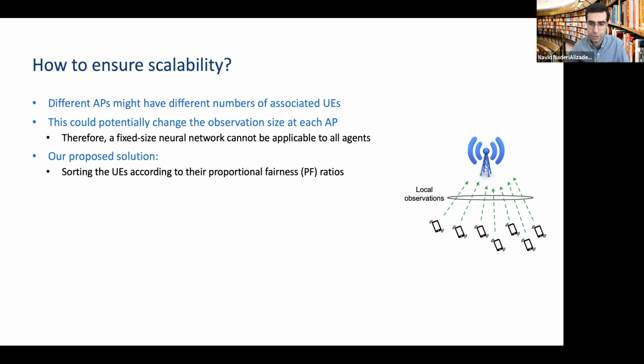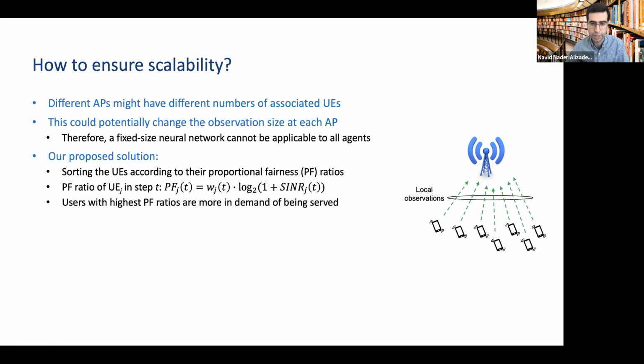At each time step, the access point is going to sort the UEs in its user pool according to their PF ratios, where the PF ratio is again defined by the weight times the log of 1 plus SINR. This is the estimated instantaneous rate of that user. And just to recap, these are the two pieces of information that the user feeds back to its own AP, so the AP has access to this information and can estimate what the PF ratio of the user is going to be. So it sorts the users according to that.